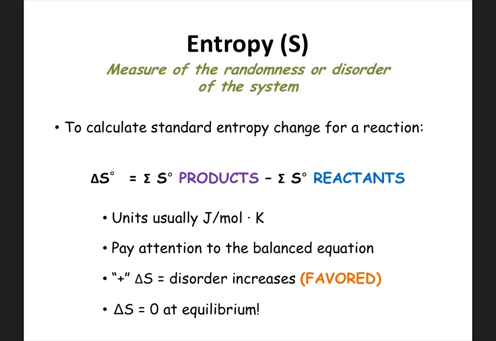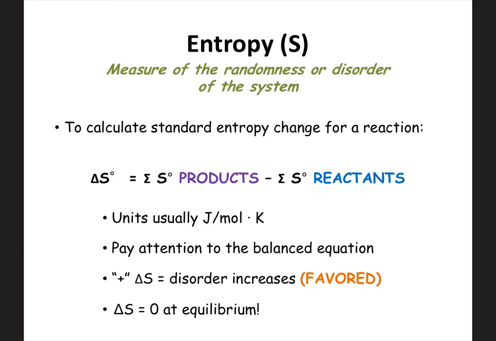You do need to pay attention to the balanced equation again, just like we did for delta H or bond energy here. So that's not new. That's going to be the same thing. But the difference here is, I told you enthalpy and entropy are kind of opposites. A negative delta H is favored, but a positive delta S is favored. That means the entropy, the disorder, is increasing. So be very careful with this. You definitely need to understand that we want a positive delta S. The disorder is favored in nature.